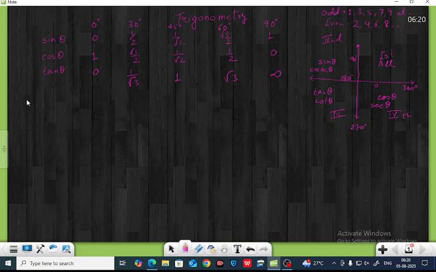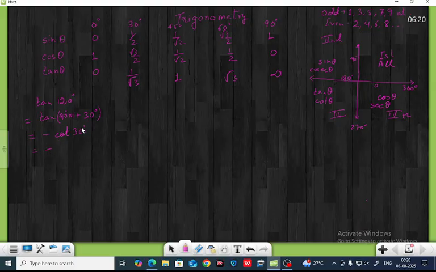First we'll find the value of tan 90, which is infinity. Suppose we want to find the value of tan 120 degree. It can be written as tan of 90 into 1 plus 30 degree. Since 90 times 1 is an odd number, it will change into cot 30 degree, and it is in the second quadrant. In the second quadrant, the value of tan will be negative, so it will be minus cot 30 degree.